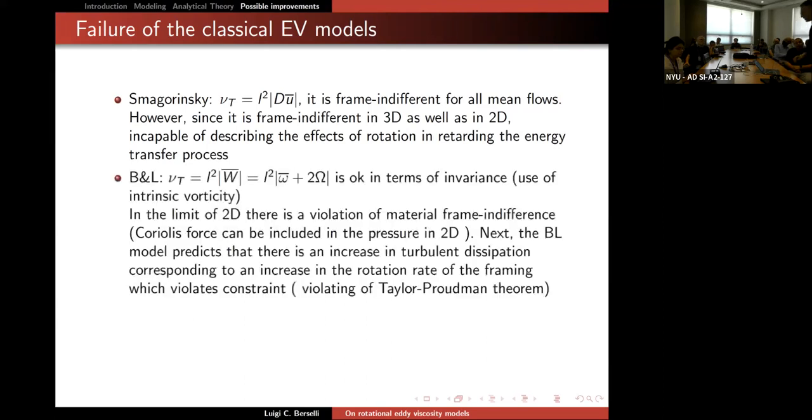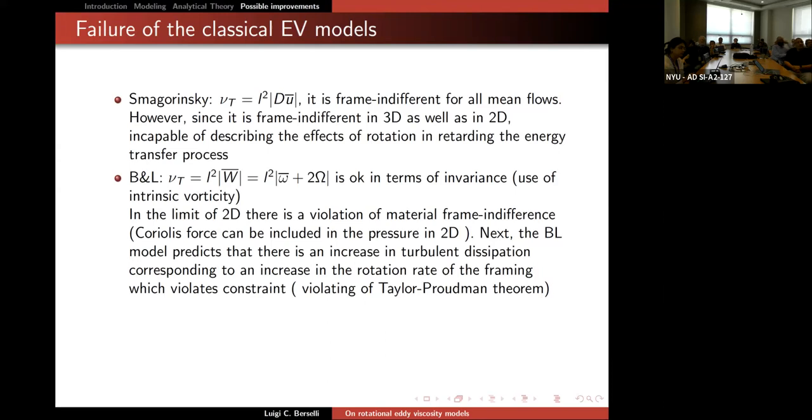So what happens with the Baldwin and Lomax? Baldwin and Lomax depend on the vorticity, and when the system is rotating, it depends on the vorticity plus the angular velocity of the system. So in terms of invariance, it is okay. The problem is that when omega becomes large, the eddy viscosity becomes infinite. And so you have too much dissipation.